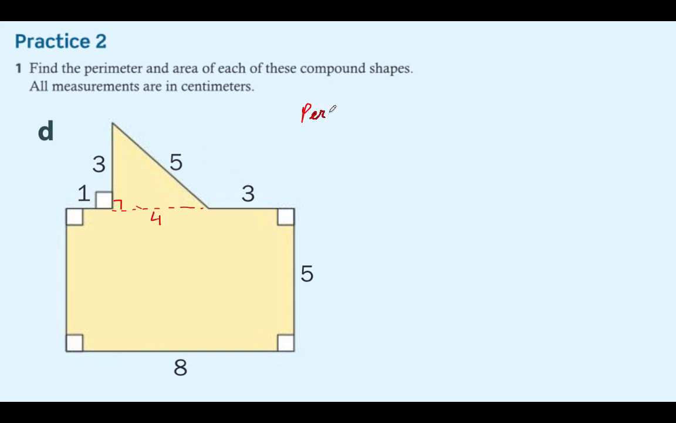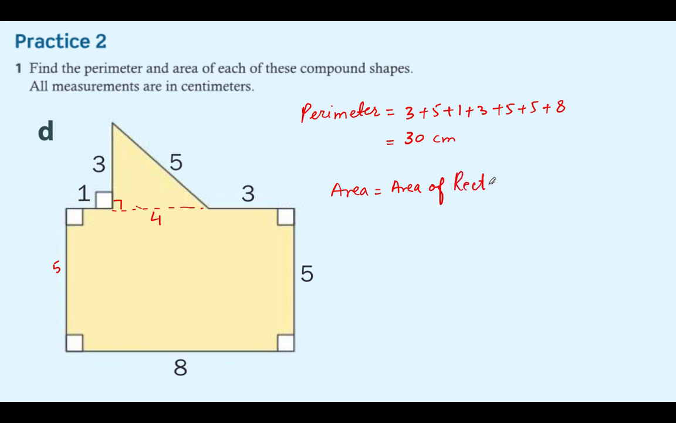First of all, we need to find the perimeter. So the formula for perimeter is just add all the lengths. So this is 5. So 3 plus 5 plus 1 plus 3 plus 5 plus 5 plus 8. So 3 plus 5 is 8, plus 1 is 9, 9 plus 3 is 12, 12 plus 10 is 22, 22 plus 8 is 30 centimeter.